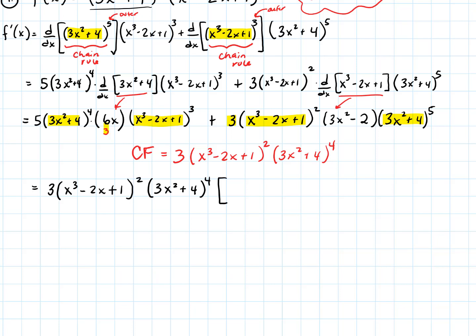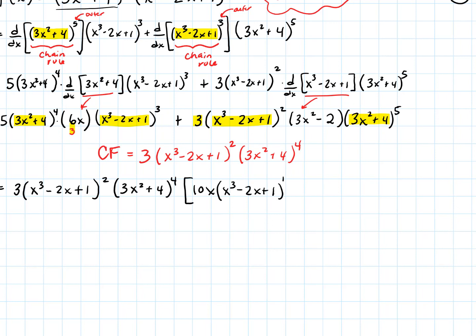So if I take out the 3 here, the 6x is going to become a 2x times 5, so we'd have a 10x there. And one of those (x cubed minus 2x plus 1) is going to be left behind. And then we're going to pull the 3 out. None of the (x cubed minus 2x plus 1)s are left. We pulled all of those out, but we have a (3x squared minus 2), and one of these (3x squared plus 4)s left behind.